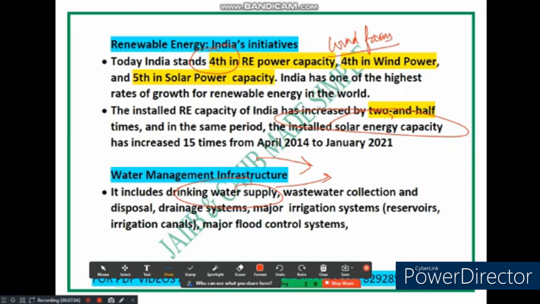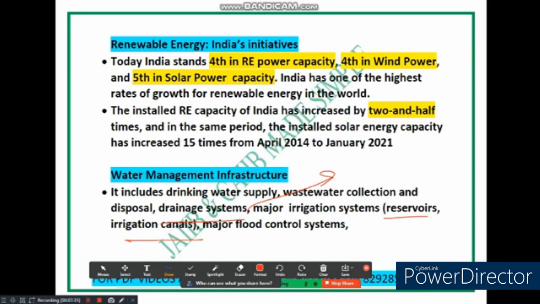Next is drainage system. What is the meaning of drainage system? These systems are designed to manage excess rainwater and prevent flooding in urban areas. The next point is major irrigation system. It refers to infrastructure such as reservoirs, irrigation canals, etc., that support agricultural irrigation. Next is major flood control system. Flood control infrastructure includes measures to manage and mitigate the impact of flooding. It can include construction of dams, embankments, flood control channels, etc.